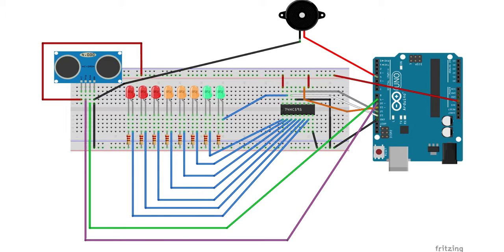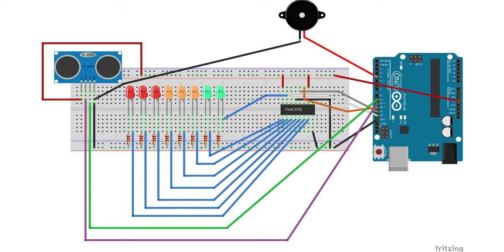The visual indicators we have used here are multicolored LEDs. The two green LEDs indicate that the object is far and it is safe to move your car. The three yellow LEDs indicate that you are closing in towards the object and you can still move your car. The three red LEDs indicate that the object is very close and you should stop moving your car any further.